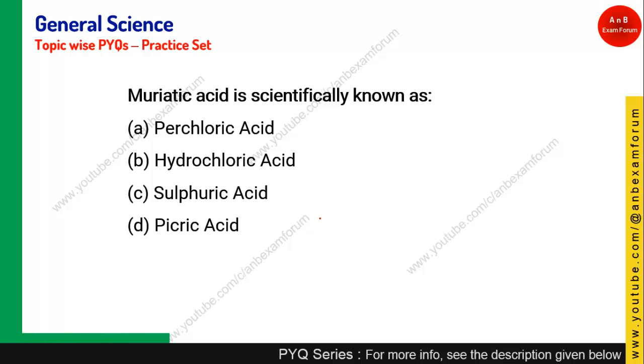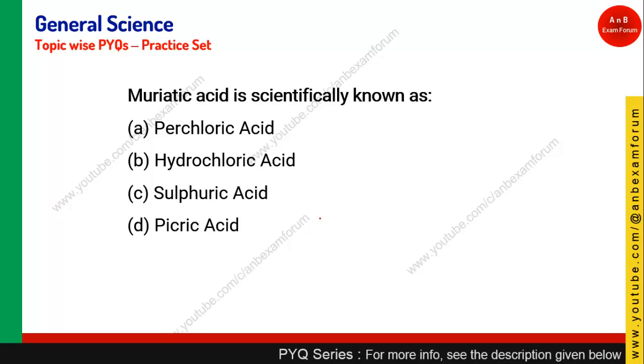Let's see the next question. Again, this question belongs to the common name of the acid. Muriatic acid is scientifically known as what? This is a common name which people generally used in the old days. Muriatic acid is scientifically known as what? Okay, students, remember, it is option B, hydrochloric acid. Hydrochloric acid is known as muriatic acid.